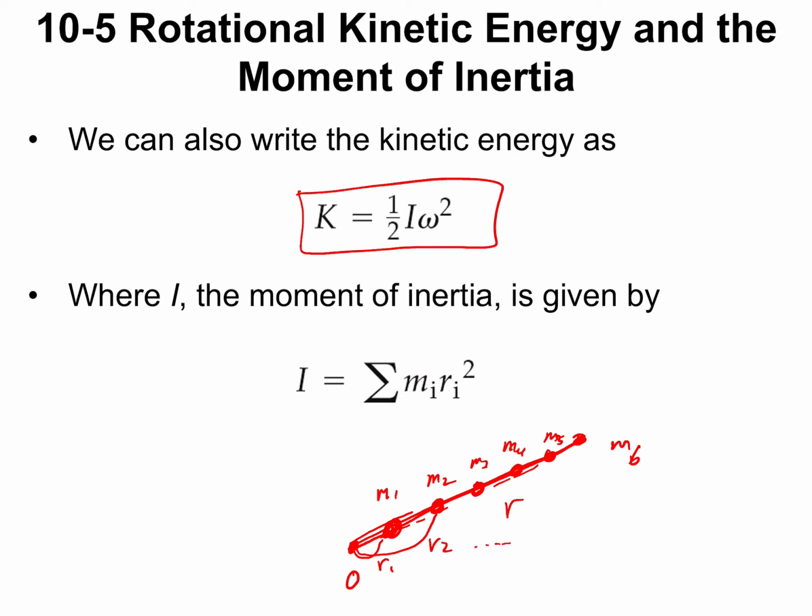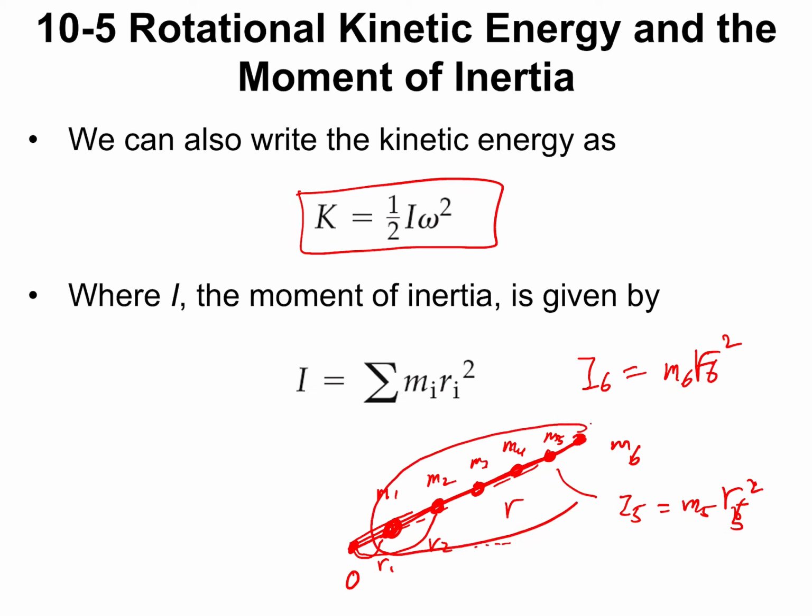What is the moment of inertia? We know for M6, the moment of inertia is M6 times R6 squared. Same thing here, I5 equals M5 R5 squared, and one by one. Then if asked for the total moment of inertia, you just add them all together. So total equals the sum of M_i R_i squared.